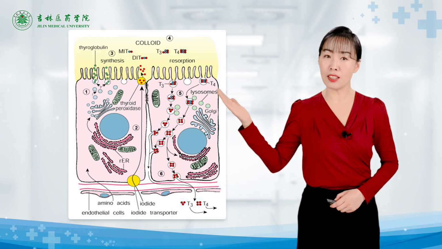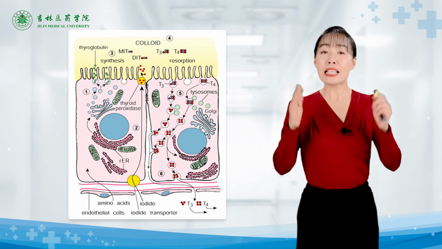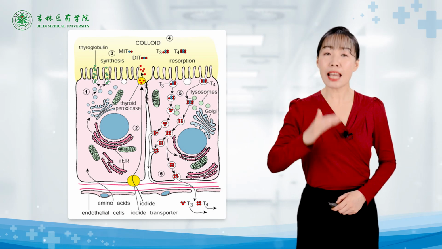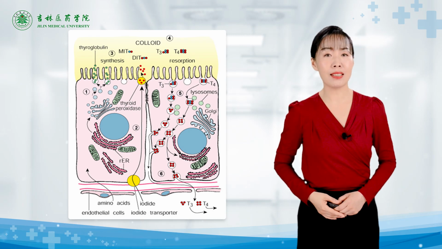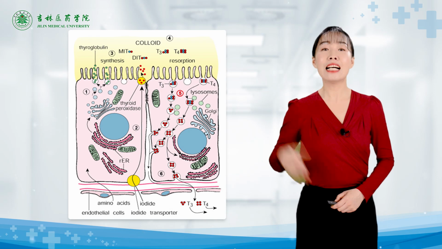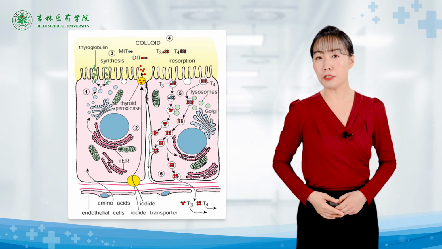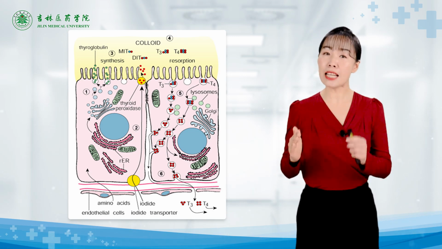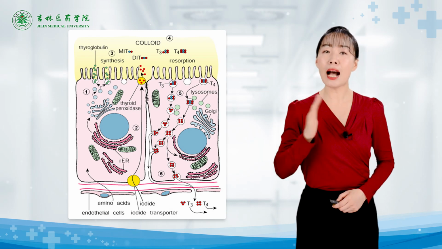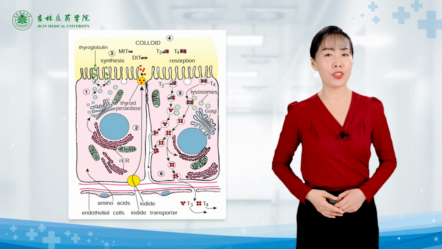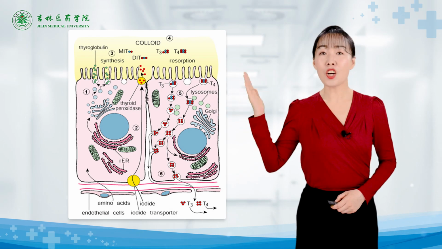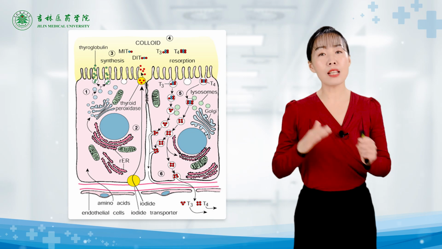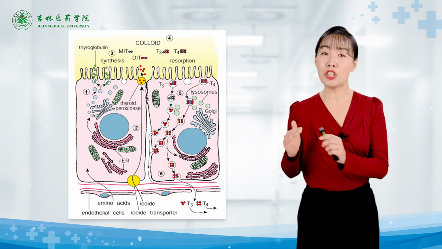Step 4. Resorption of colloid. Stimulated by thyrotropin, TSH, follicular cells take up iodated thyroglobulin by endocytosis. Step 5. Formation of T4 and T3. Iodated thyroglobulin is digested by lysosomes. T4 and T3 are released from the thyroglobulin molecules. Step 6. Release of T4 and T3 into circulation. T4 and T3 cross the basal membrane and are discharged into the capillaries.